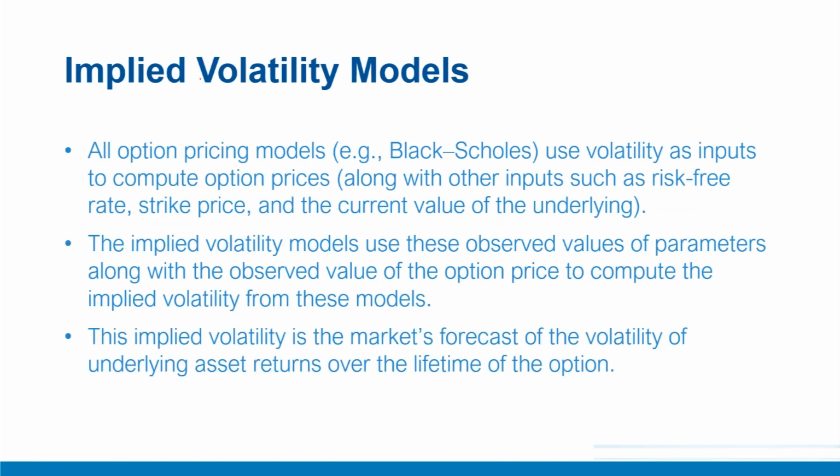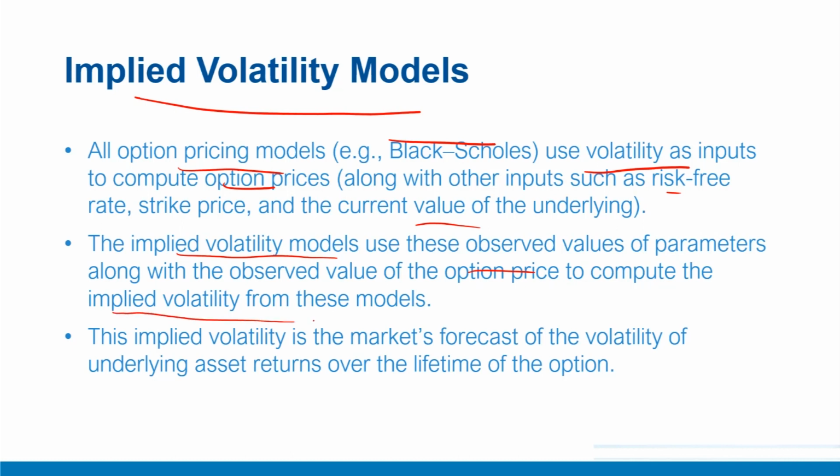The next set of models are implied volatility models that rely on some kind of option pricing formula such as Black-Scholes. Any option pricing model would use volatility as input along with other parameters such as risk-free rate, strike price, and current value of the underlying to compute the option prices. The idea behind implied volatility models is to use the observed values of parameters such as risk-free rate, option prices, strike prices, and so on to back-calculate the implied volatility from these models. Essentially, this implied volatility is the market's forecast of the volatility of underlying asset returns over the lifetime of the option.